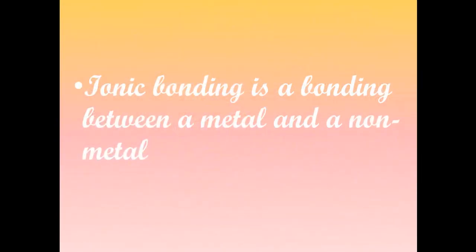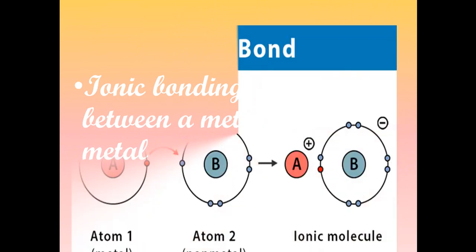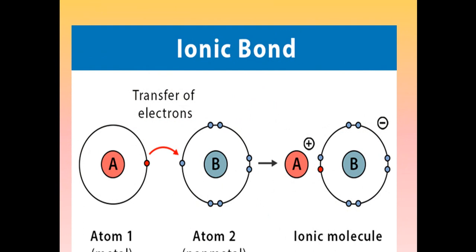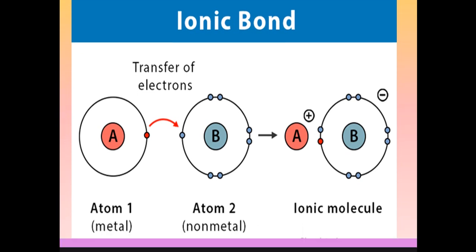Ionic bonding is a bonding between a metal and a non-metal. Ionic bonds are made by the transfer of electrons from a metal to a non-metal. And a chemical bond is a force that holds two atoms together.